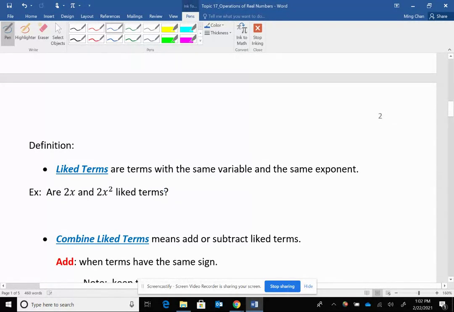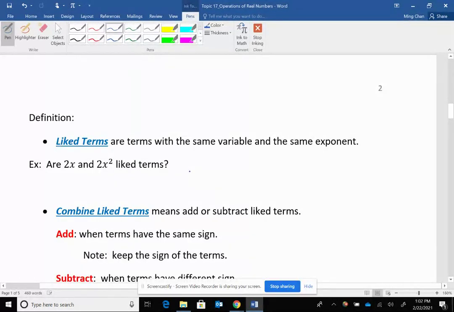Like terms. You're going to start hearing me saying a lot of these words. Like terms refer to terms with the same variable and the same exponent. How do we classify that 2 terms are alike? We go by their variables and the exponents.